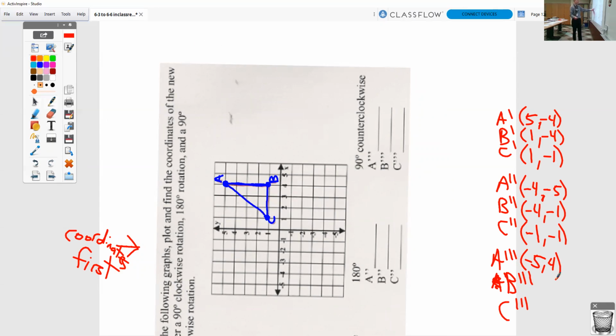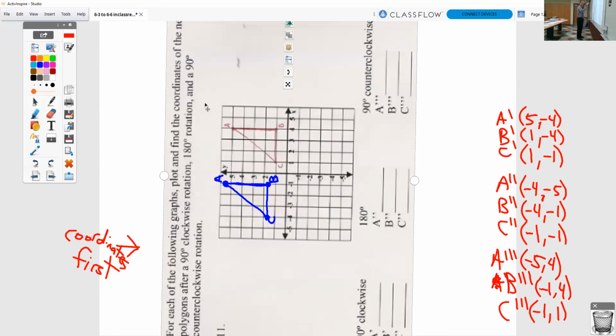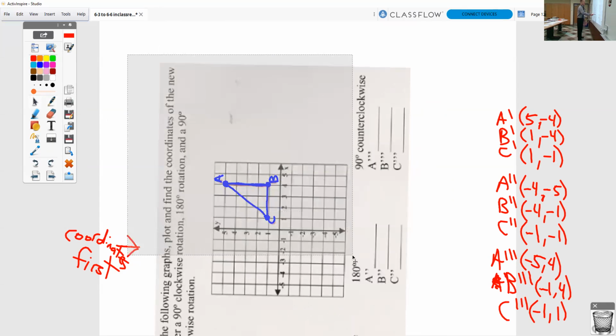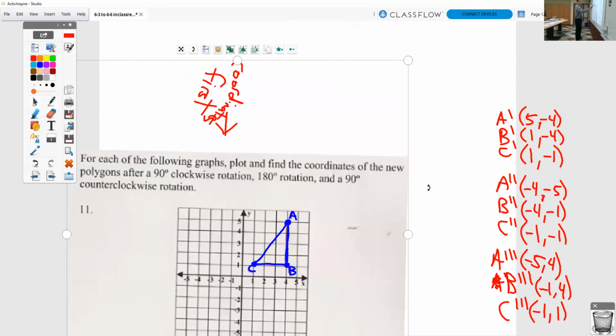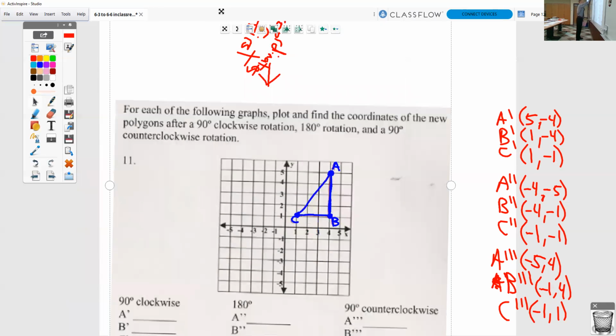B looks like it's at 1, 4, but it's not. It's at -1, 4. And C looks like it's at 1, 1, but it's not. It's at -1, 1. Now that you have all of them, I would turn your paper back to normal. All right, turn your paper back to normal. And this gets a little bit messed up doing it on the board like this.